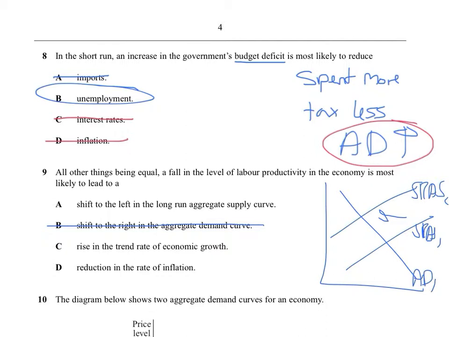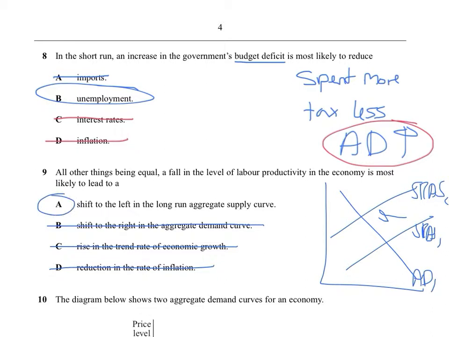Is it going to cause a rise in trend rate of economic growth? No, it will cause a fall in it, because obviously if we're less productive, there's going to be less chance of economic growth. Will there be a reduction in the rate of inflation? No, there'll definitely be an increase in the rate of inflation. So if we're less productive, less stuff will be being made, so there's going to be a problem with that, obviously. Okay, so the answer is A.